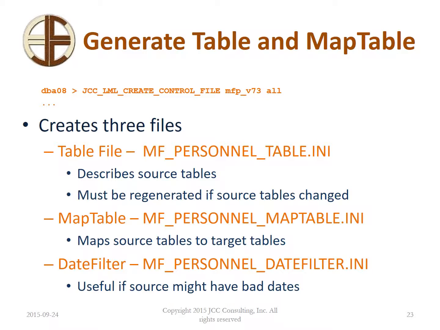You can use the JCC LML create control file to generate three types of files: a table file, a map table file, and a date filter. The table file describes the source tables that we're going to get from the afterimage journal. The map table maps those source tables to tables in the target database. The date filter I'll come back to in a second, but it's useful if the source might have bad dates.